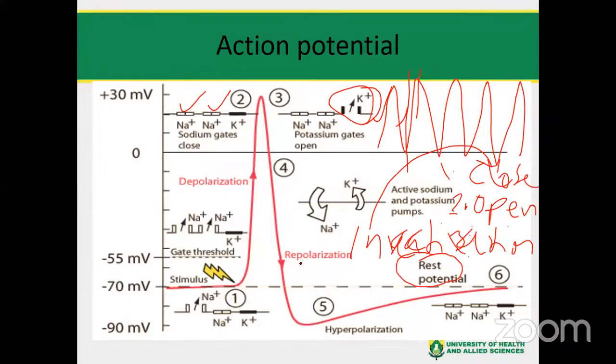And potassium ion channels usually open for a longer period than the sodium ion channels. Therefore, they will be able to drive the membrane potential all the way to minus 90 millivolts. From here, this one is called hyperpolarization. Then it now returns to the resting membrane potential. So that is what it is.